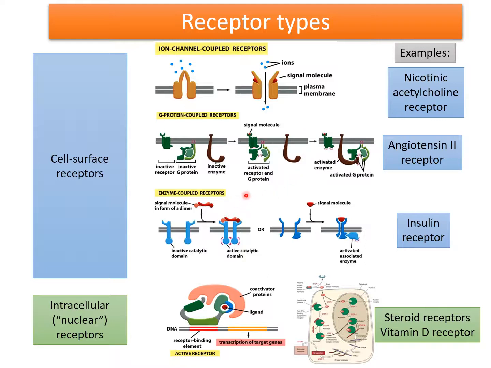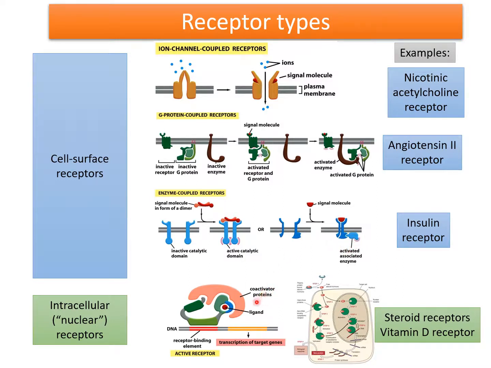Then we have enzyme-coupled receptors, where a signaling molecule binds to the cell surface of the receptor, and then it activates some sort of catalytic response in the intracellular domain. Or you can have a signaling molecule which binds to the receptor, and the receptor acts on another protein, and then that protein becomes activated. So it can be sort of indirect as well.